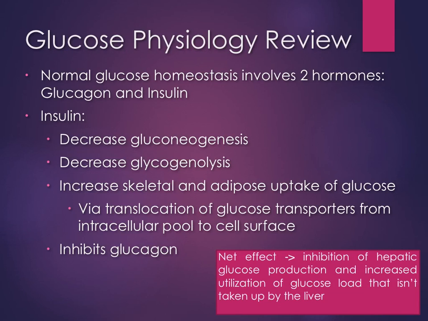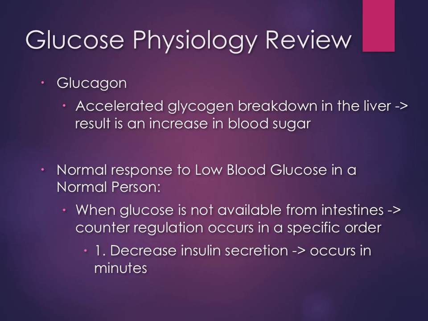So the net effect of this, you get inhibition of hepatic glucose production and increased utilization of glucose load that isn't taken up by the liver. Glucagon causes an accelerated glycogen breakdown in the liver, aka gluconeogenesis, which results in increased blood sugar levels.